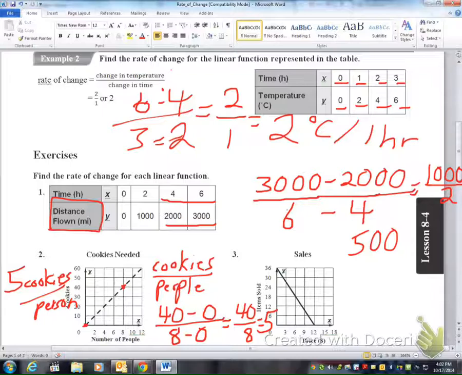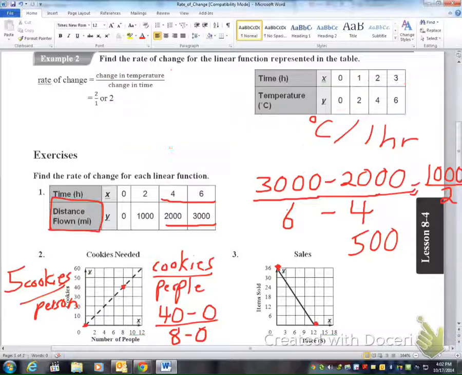Alright, so we have one last one to do in our exercises. Here we're looking at sales. So again, I can pick any 2 points. So just to make it easy, we can pick this point at the top and this point at the very bottom. Now for this, we're going to look at our rate of change. The items sold is my y, so I'm going to look at the change in how many items are sold over the change in the price.